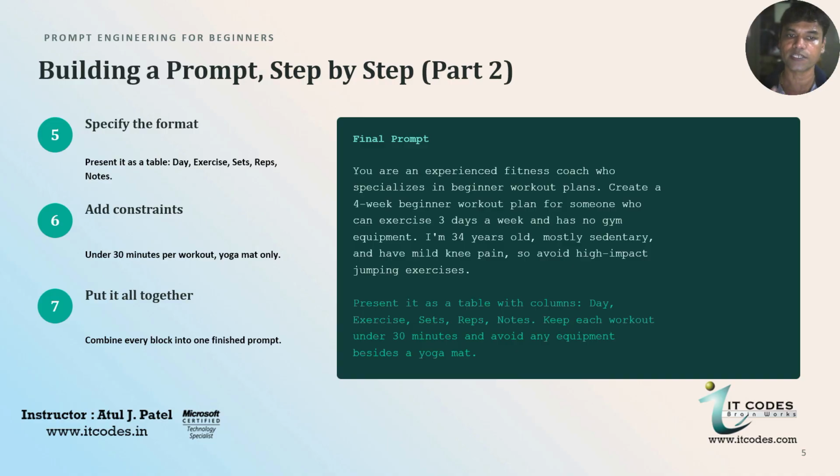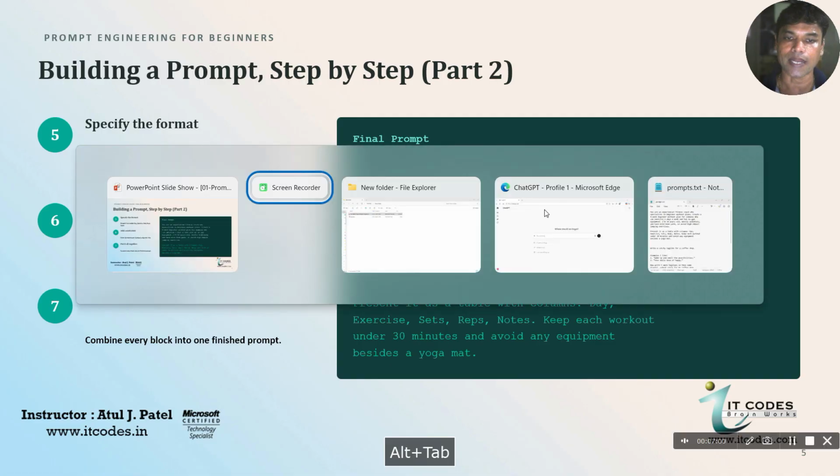You are an experienced fitness coach who specializes in beginner workout plans. Create a 4-week beginner's workout plan for someone who exercises 3 days a week and has no gym equipment. I am 34 years old, mostly sedentary, and have mild knee pain. So avoid high impact jumping exercises. The last thing, we specify a particular format and the constraint, that is, present it as a table with columns: day, exercise, sets, reps, and notes. Keep each workout under 30 minutes only and avoid any equipment besides yoga mat. So this is a fully finished prompt. We can try this prompt.